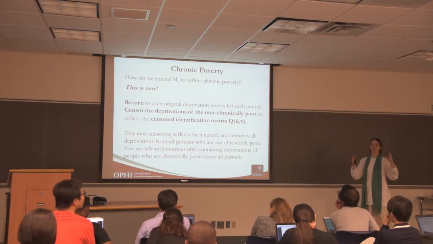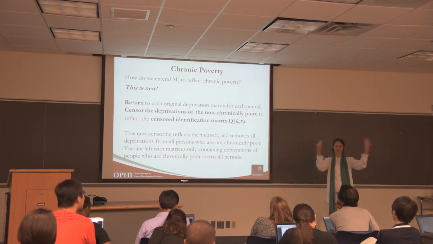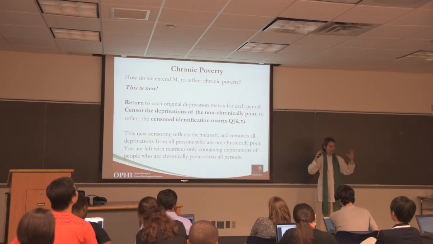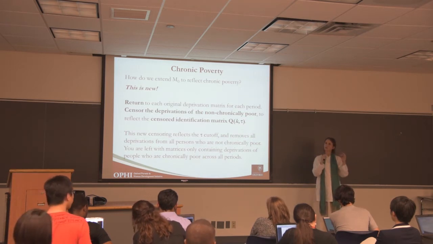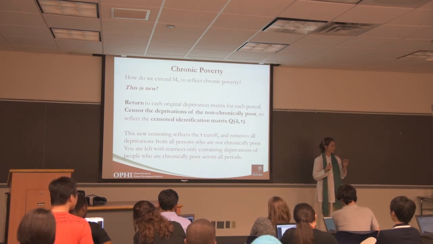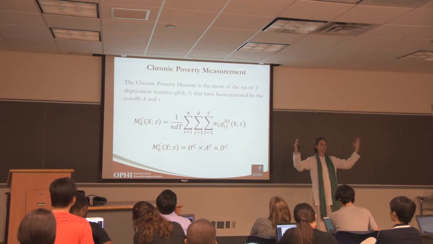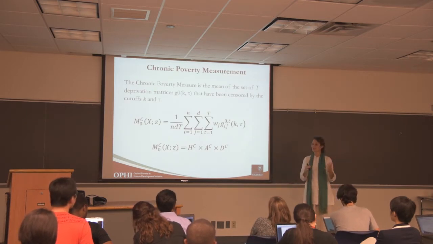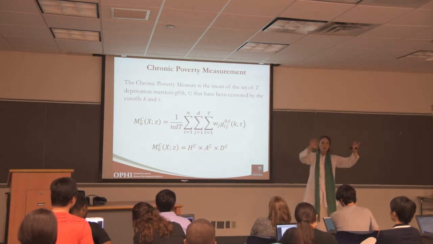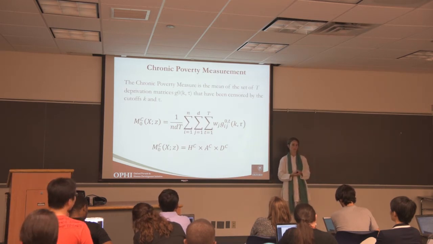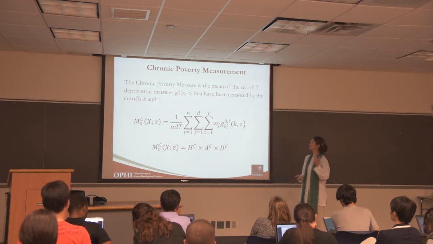And so what you are left with is an array of matrices, of basically layers of matrices, tau layers, where the only ones that you see belong to people who are chronically poor. Okay? And then you take the mean of that set of matrices. So you add up all the ones you see in every period, you divide by all of the total of the matrices in all the periods, and you have your measure. So it's linear, again, it's additive.